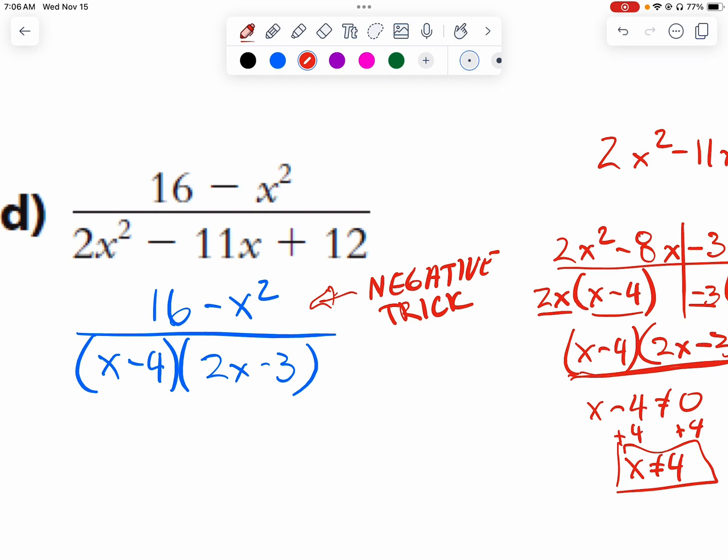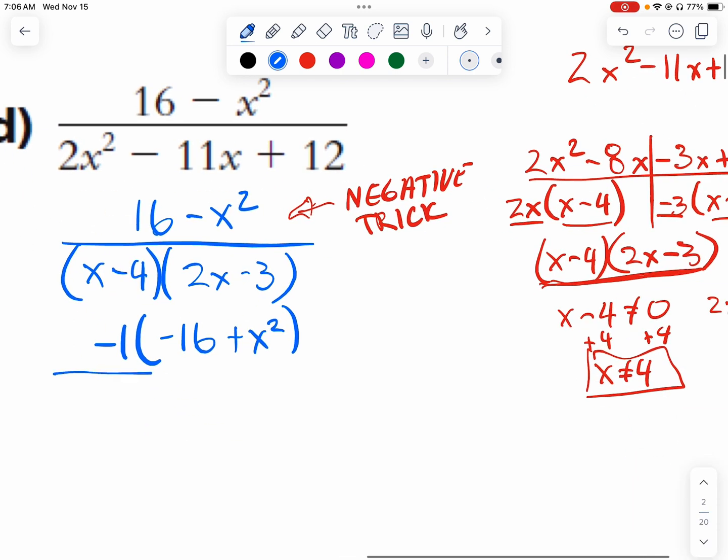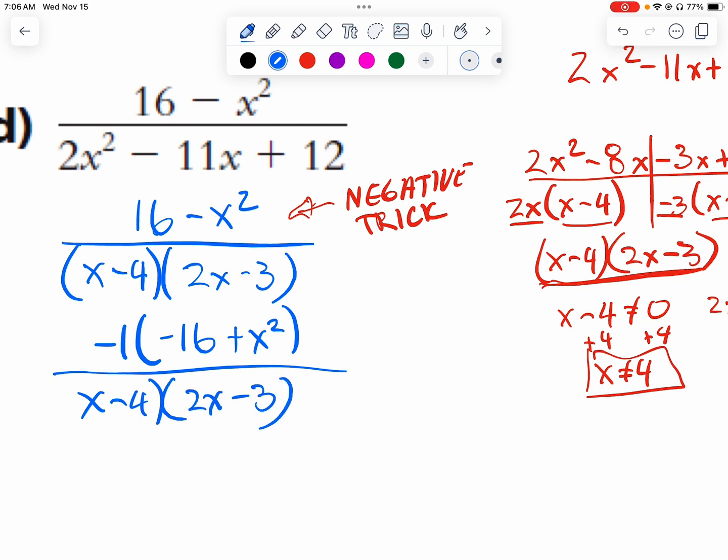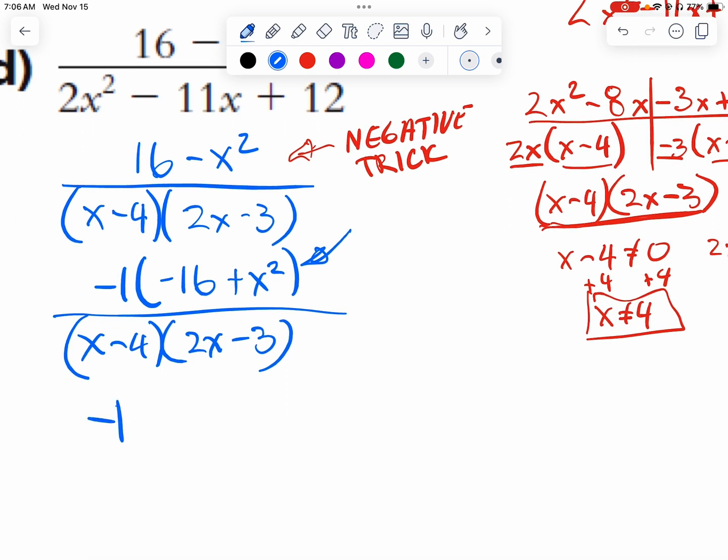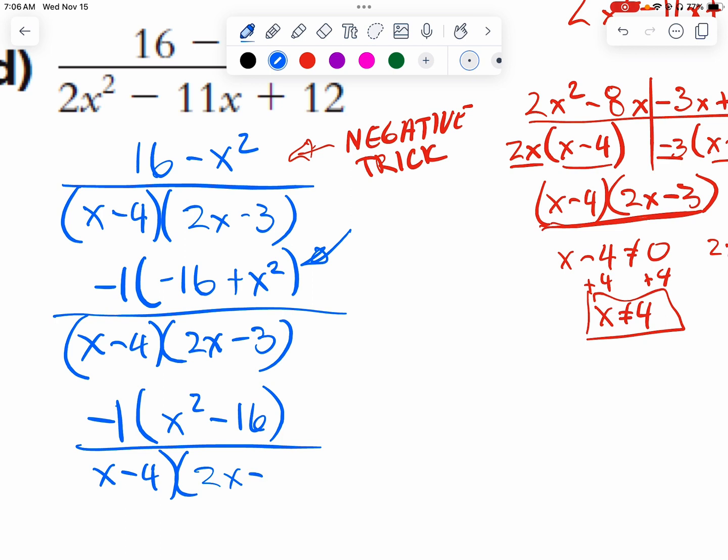Okay? The negative trig. If I factor out a negative 1, what do I get in the numerator? So if I factor out a negative 1, 16 divided by negative 1 is negative 16, minus x squared divided by negative 1 is plus x squared. And look, I'm going to write this whole intermediate step out, x minus 4, 2x minus 3. This can now be rearranged. So we get negative 1, bracket, x squared minus 16, end bracket, and I get x minus 4, 2x minus 3.